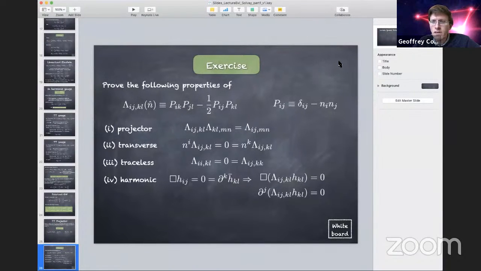Okay, so breakout rooms are cancelled because of technical problems. So just try to do the exercise by yourself then.